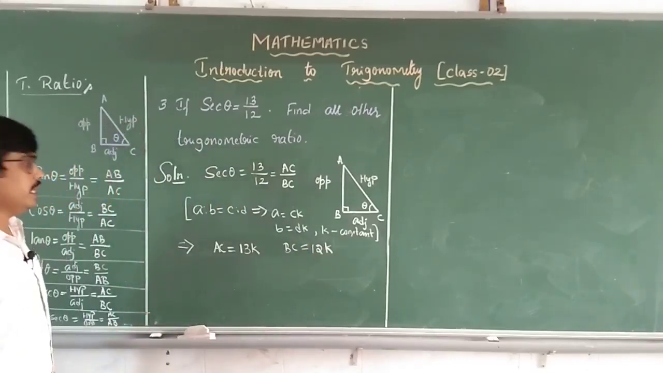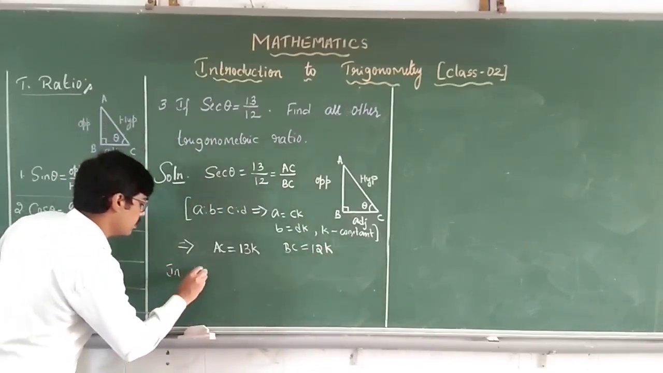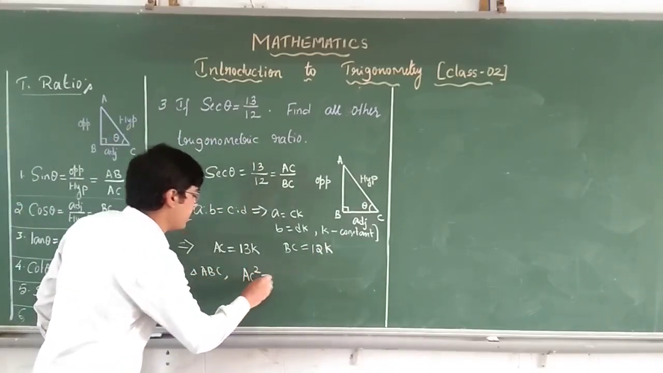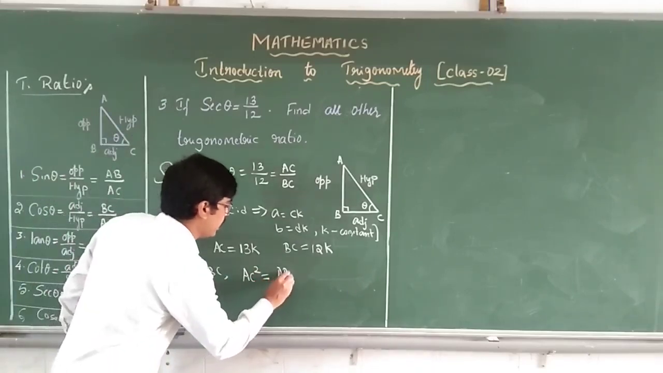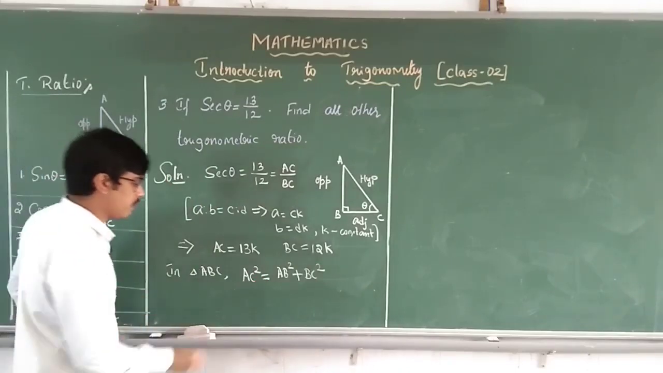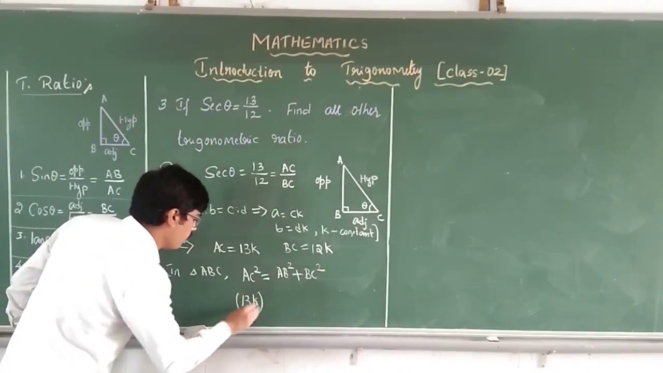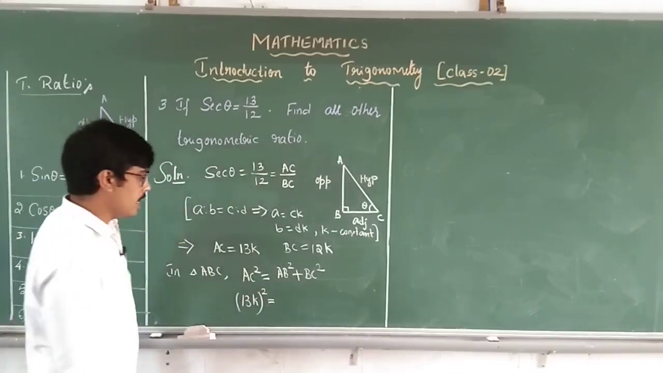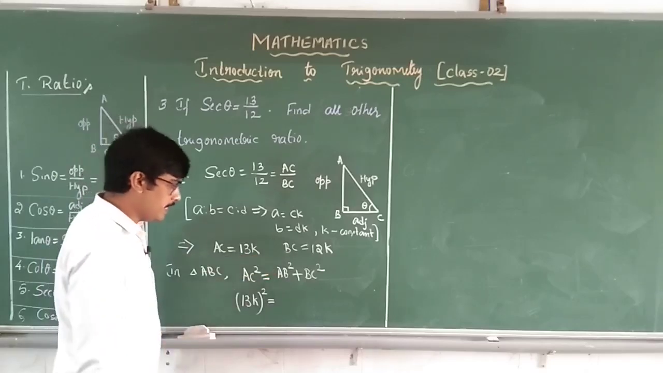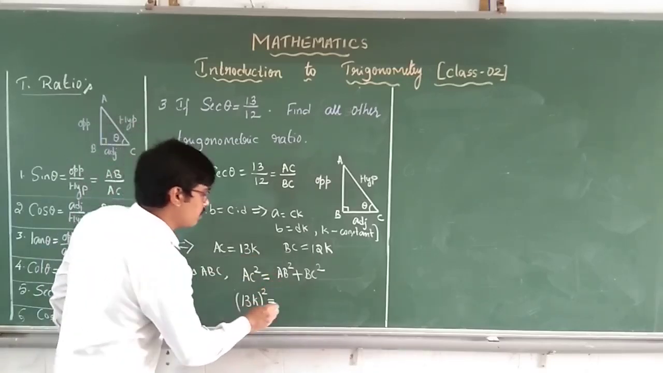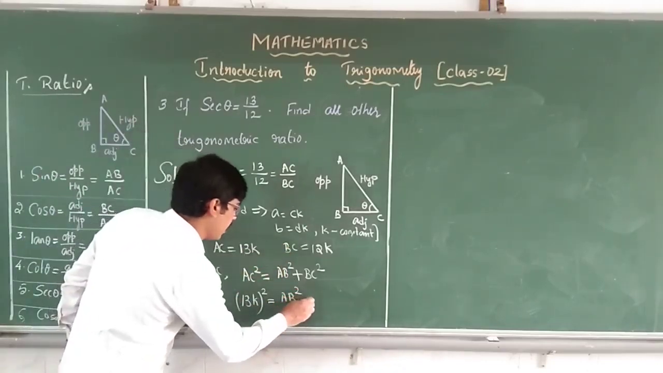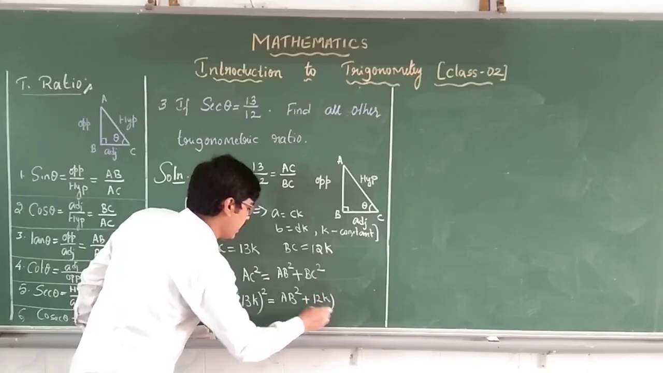Right. Now in triangle ABC, I can write AC square is equal to AB square plus BC square. What is AC square? That is 13k whole square is equal to AB square. What is AB here? I don't know the AB value actually, I will write AB as it is. Plus BC square, which is 12k whole square.